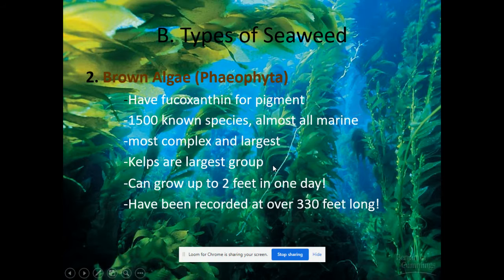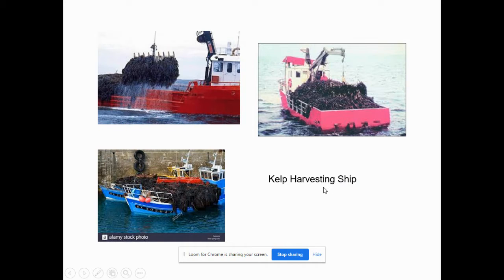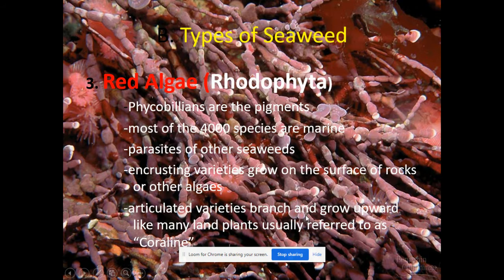These are not going to be found like at your normal beach. These ones survive really deep down in the ocean. I mean, if they're going to be 330 feet tall, it's going to be pretty deep down there, so you're not going to run into these, but they're like giant kelps. This is what a kelp harvesting ship looks like. Look at how much kelp they have. And they go out there and do some deep water fishing.